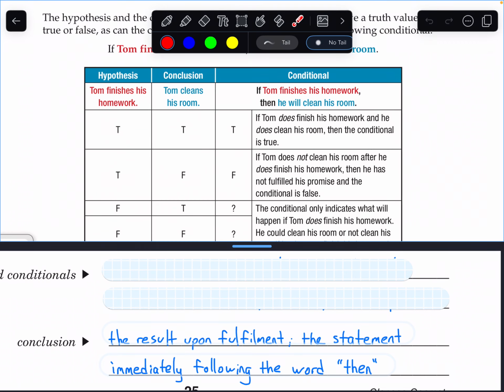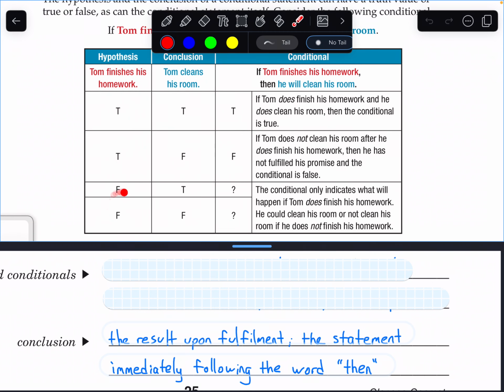The hypothesis statement, Tom finishes his homework, could be either true or false. The conclusion, Tom cleans his room, could also be either true or false. This gives us 4 different combinations. So the total conditional, if Tom finishes his homework, then he will clean his room.